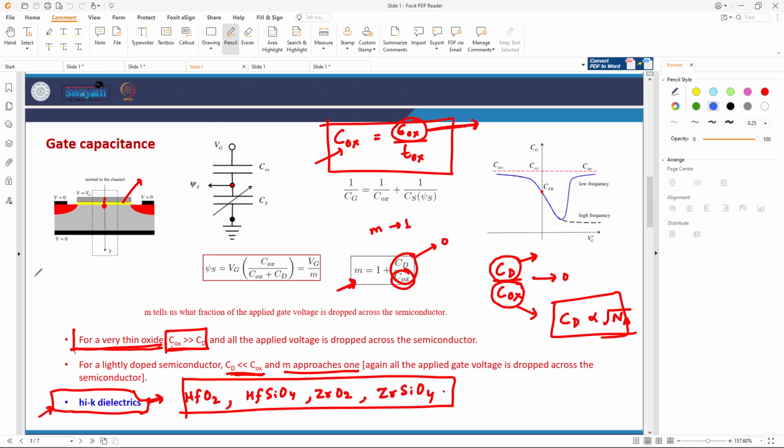Can you tell me what this formula is? It is usually given by epsilon A by d, the parallel plate capacitor. This is your old electricity and magnetism from high school.